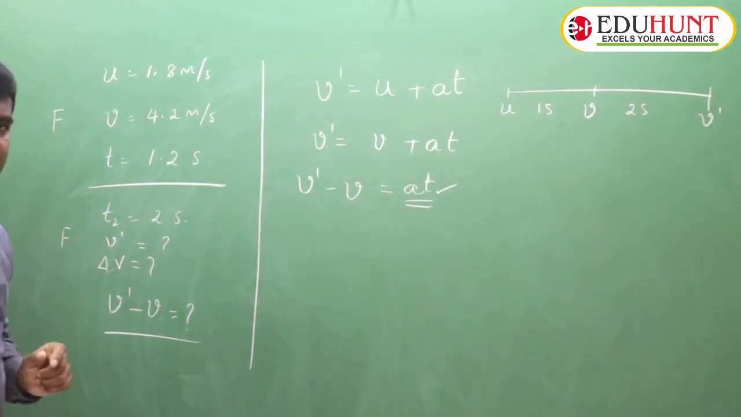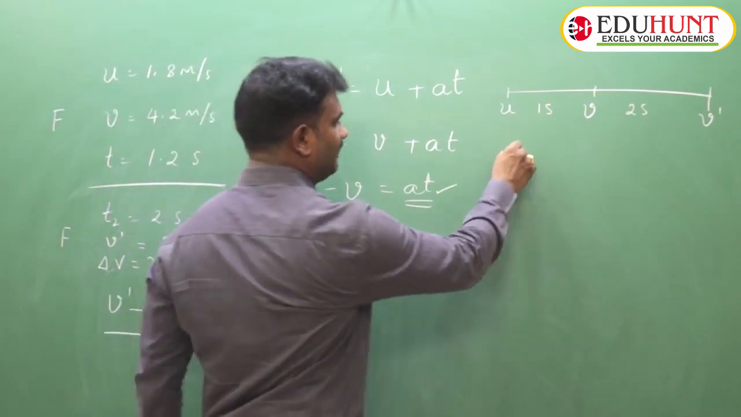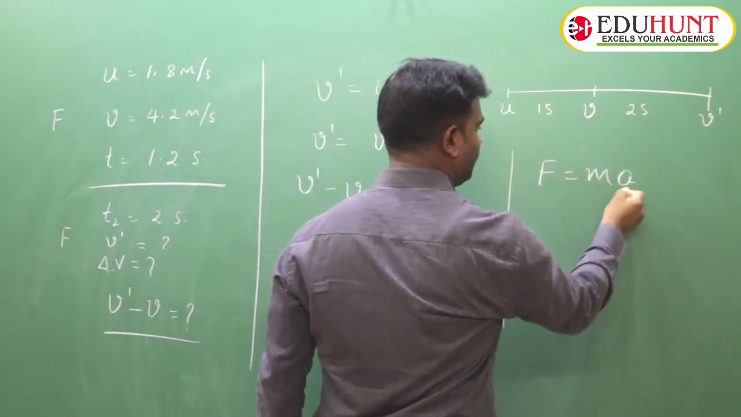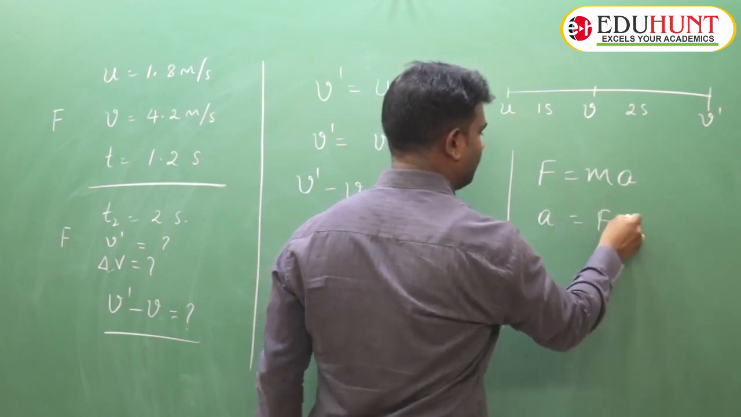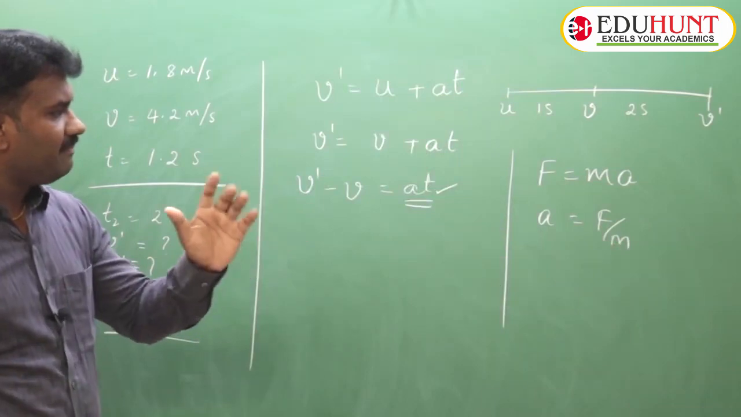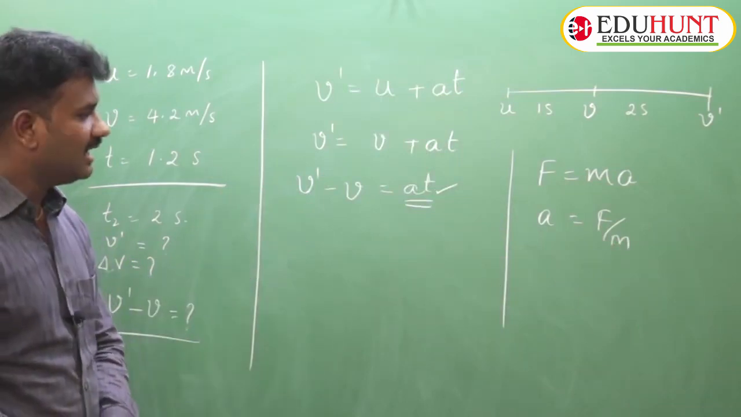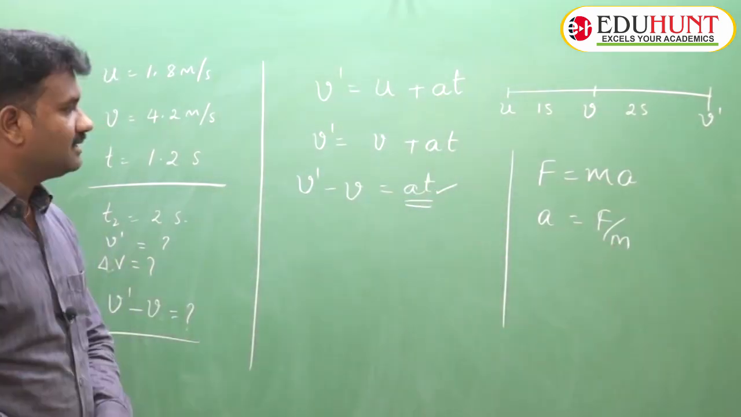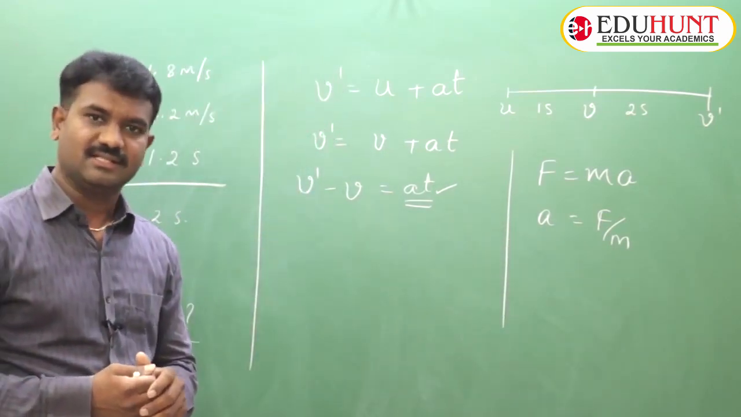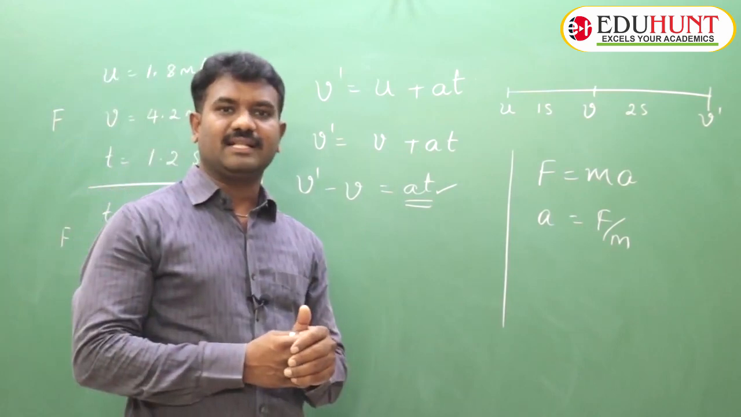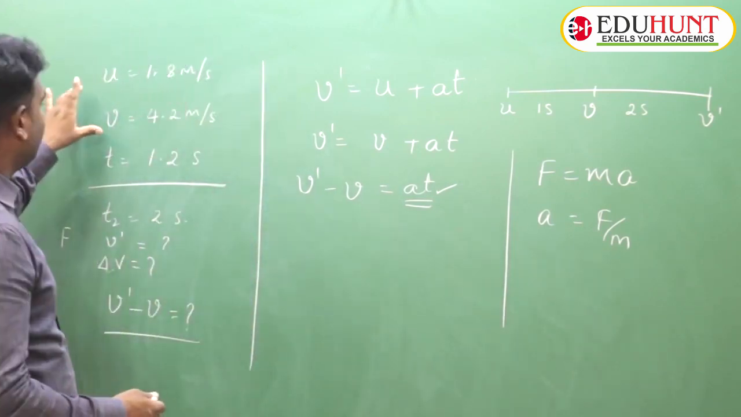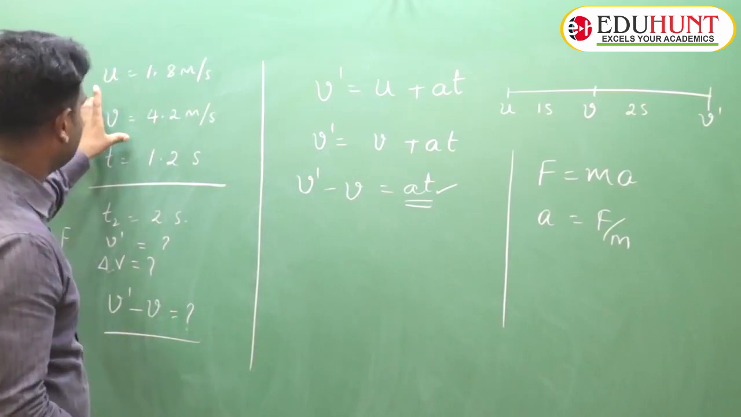To find the acceleration in the second case, we know the formula: F is equal to m into A. So A equal to F by m. In the 2 cases, the same force is applied and the mass is also the same. Means acceleration will be the same in the 2 cases, isn't it? So we need to find the acceleration by using the first data.